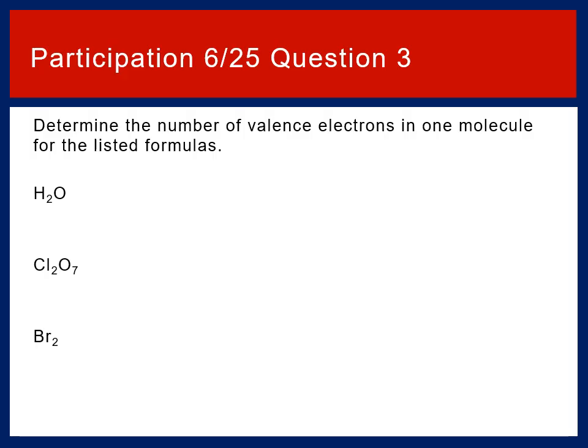Participation 625, question 3. Determine the number of valence electrons in one molecule for the listed formulas: H2O, Cl2O7, and Br2. This is the third question on participation 625, due Thursday, June 25th at 11:59 p.m. over on Blackboard. The link to the assignment is right below the links to these videos. Again, determine the number of valence electrons in one molecule for each of the listed formulas. It's water, dichlorine heptoxide, and bromine.